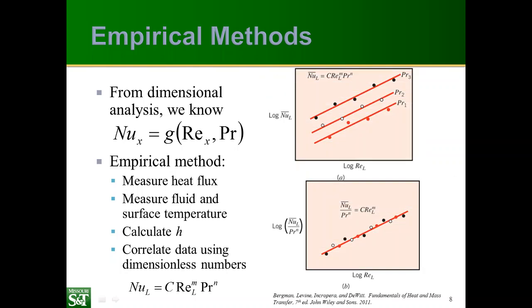Now, I want to note that no correlation is true. All are basically curve fits that are reasonable for a certain range of conditions. However, if you're using empirical methods, you should expect uncertainties to be as high as 20%. That means you'll want to over-design your system to make sure you don't violate your safety conditions or your design requirements.